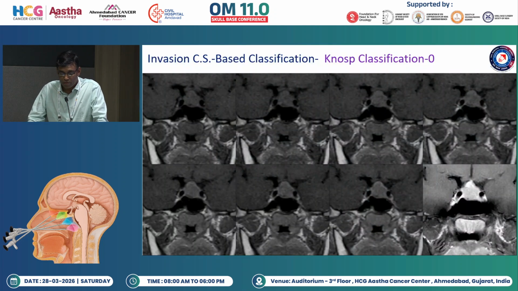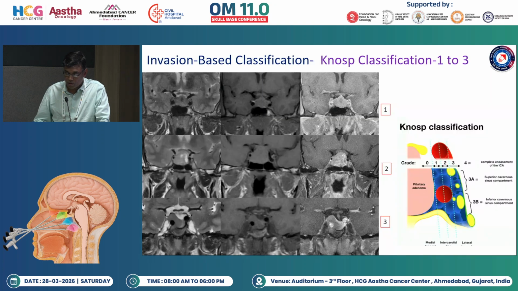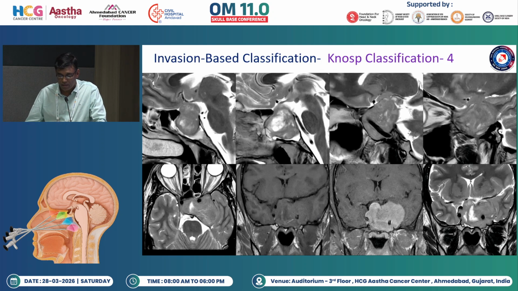If we talk about invasion, particularly of the cavernous sinus, there is a classification, based on whether the disease is medial to the internal carotid artery or going lateral. Here, if we draw the margin, if it is more medial, it is grade 1. If it goes beyond that, between the medial and lateral extent of the intercarotid margin, then it is grade 2. If it goes lateral, it comes to grade 3, and if it is complete encasement like this, it is grade 4.